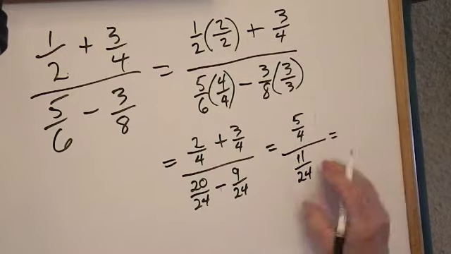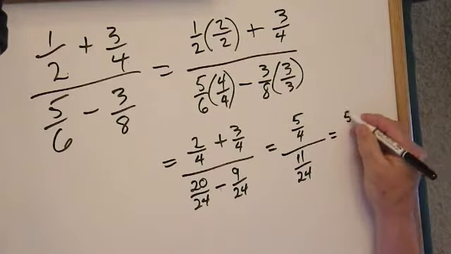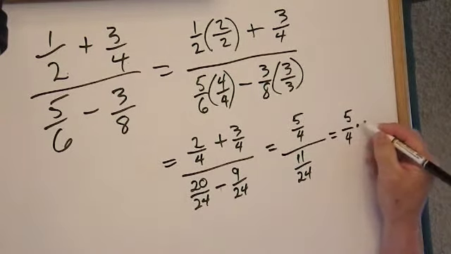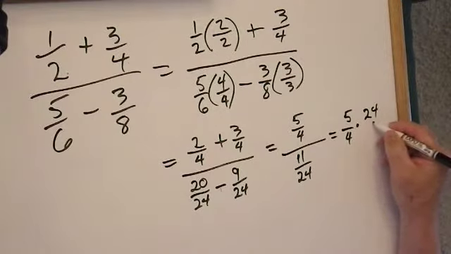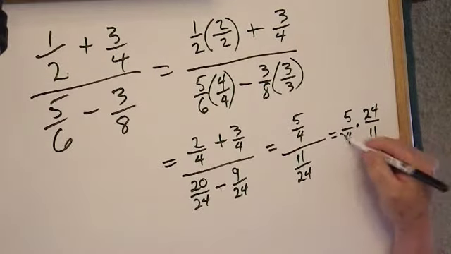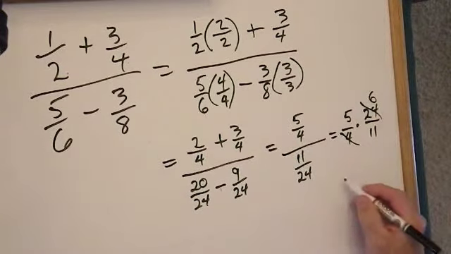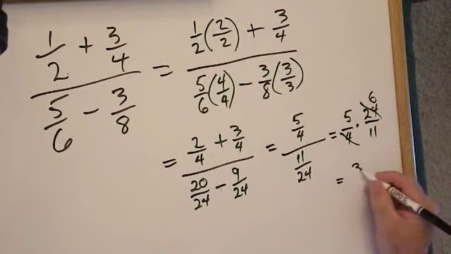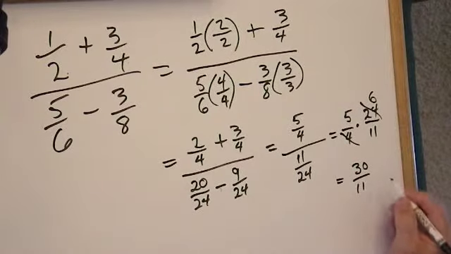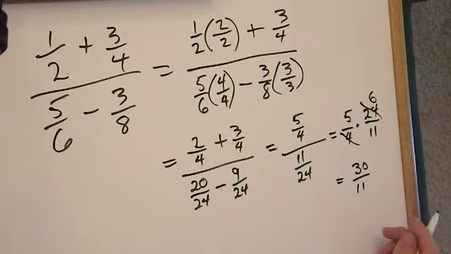But when you divide fractions, you invert and multiply. So that'll be 5/4 times 24/11. Now that 4 will divide into 24 6 times. So we'll get 5 times 6 is 30, all over 11. So we end up with the same answer as we had before.